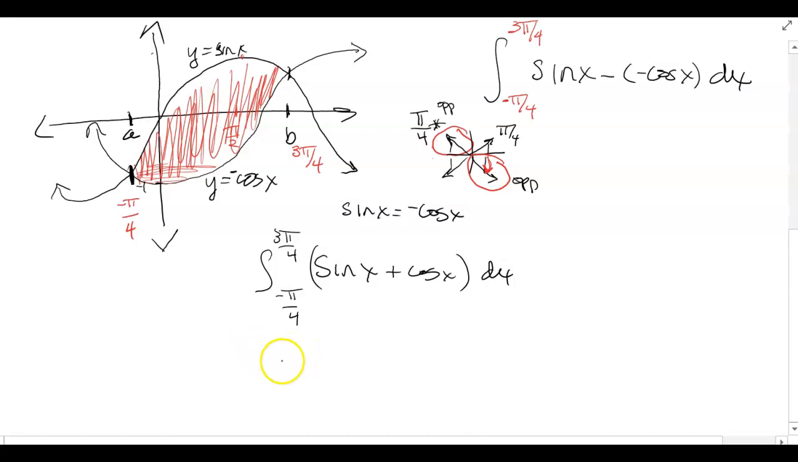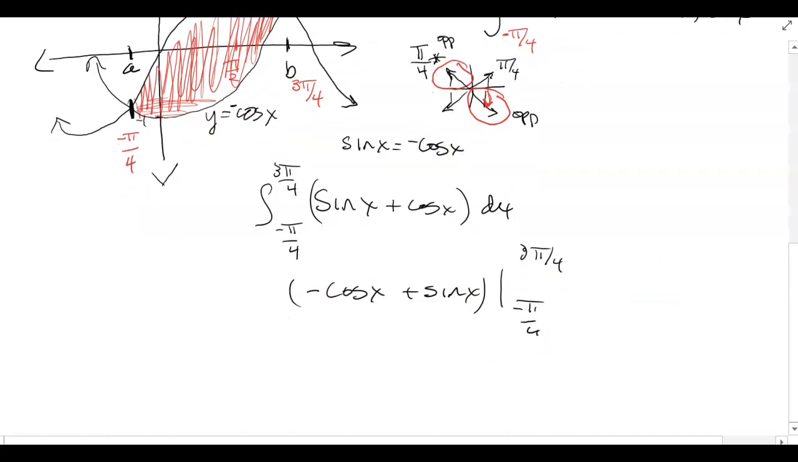So of course, when we integrate, we are going to end up with negative cosine x plus sine x from negative pi over 4 to 3 pi over 4. We have already determined that these are all various negative or positive answers of square root of 2 over 2. That's what cosine and sine of a pi over 4 or a 45-degree angle is. So you just have to think quadrants for a minute. So we're going the opposite.